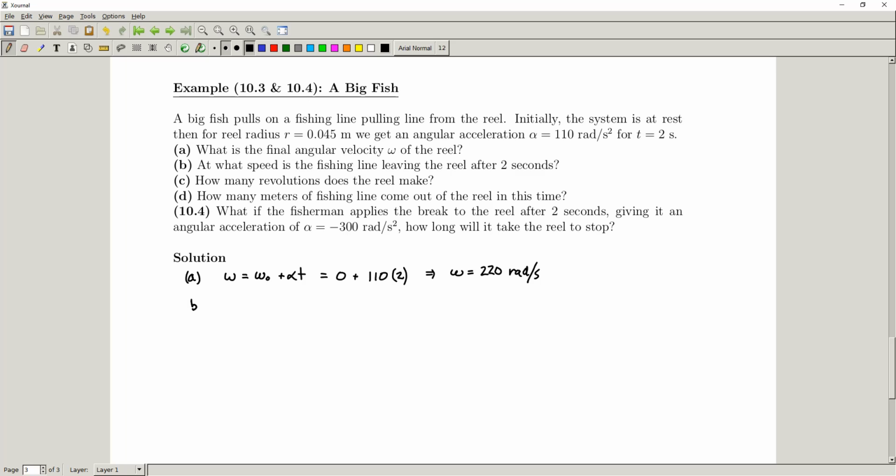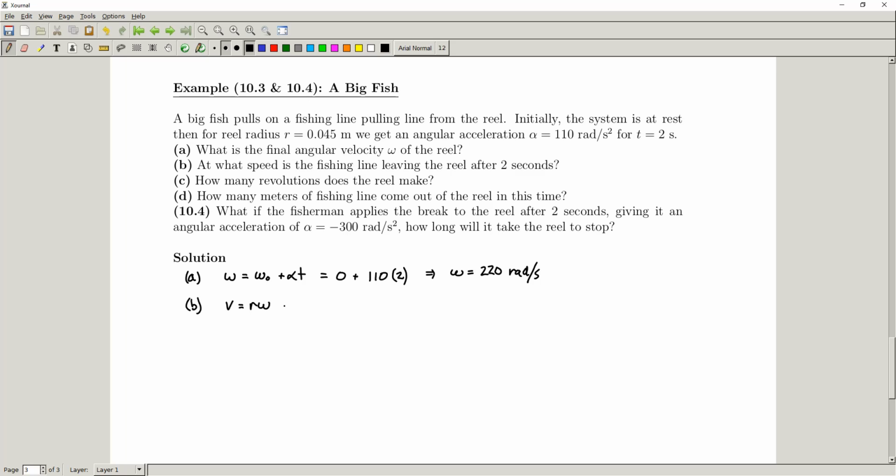In part B, what are we looking for? At what speed is the fishing line leaving the reel after 2 seconds? So we want to know the linear speed that this fishing line is leaving the reel after this acceleration has happened, right? So what we want is v, but we know that v can be written as r omega. This is just our linear, our tangential velocity, which is equal to the radius times our angular velocity.